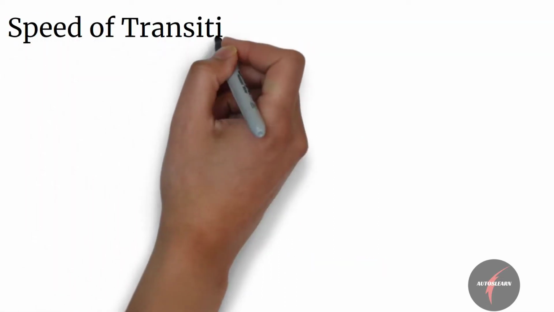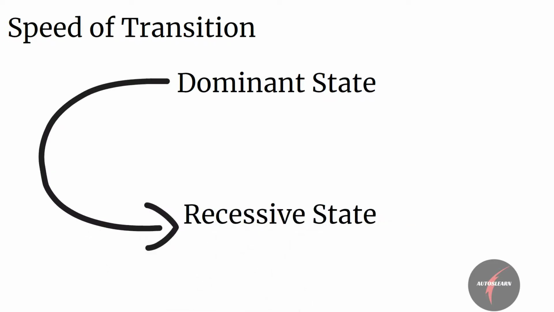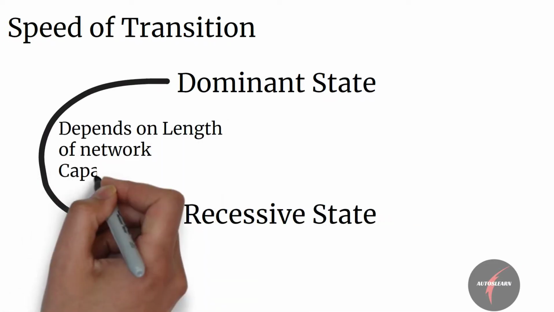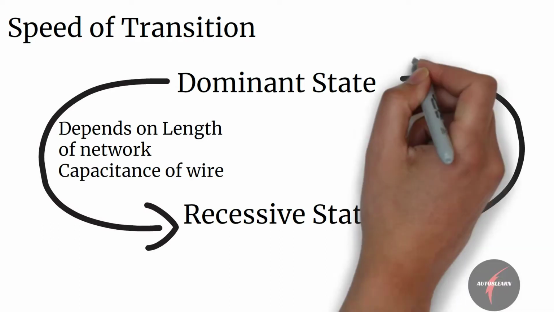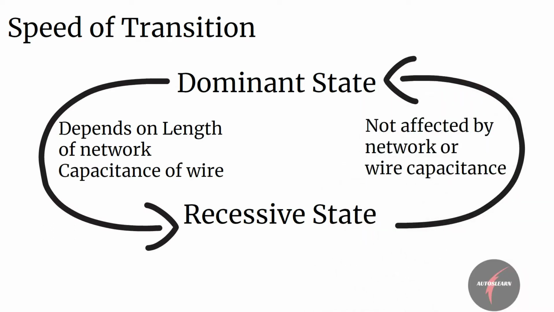The speed of the transition from dominant to receive depends highly on the length of the CAN network and the capacitance of the wire used. But receive to dominant transition doesn't depend much on these factors as CAN wires are actively driven.